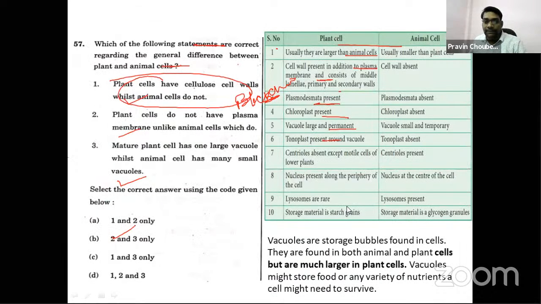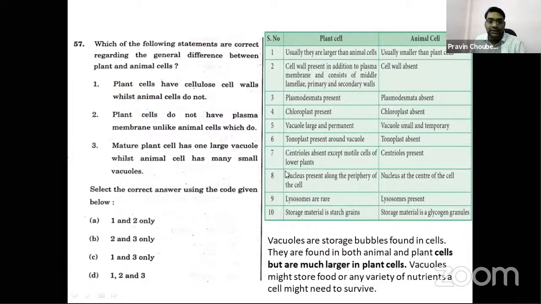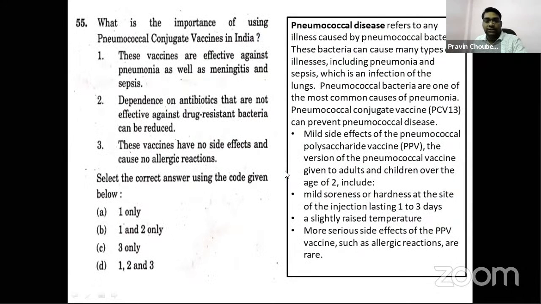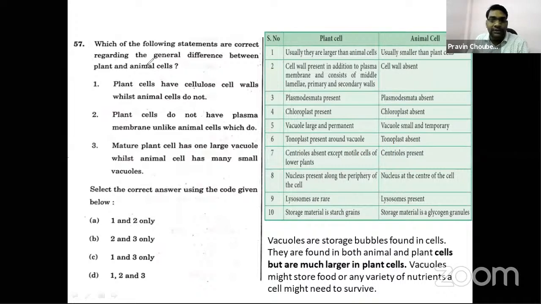Now this is a sample question, a very easy question. If you read class 9th NCERT, then you can easily solve this question. The question is about the difference between an animal cell and a plant cell. The first statement is: plant cells have a cellulose cell wall while animal cells do not. So when you look at the difference between the plant cell wall and the animal cell wall, the cell wall is present in addition to the plasma membrane and consists of middle lamellae, primary and secondary walls. In animal cells, the cell wall is absent. So plant cells have a cellulose cell wall while animal cells do not.